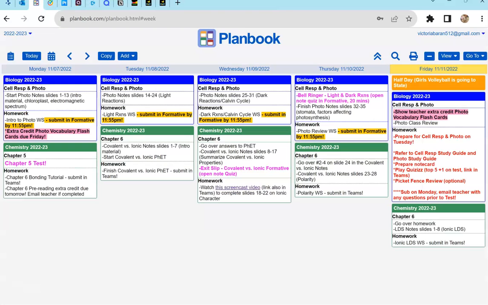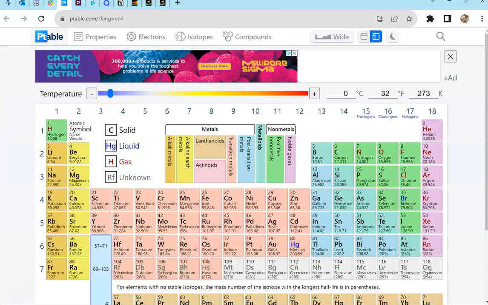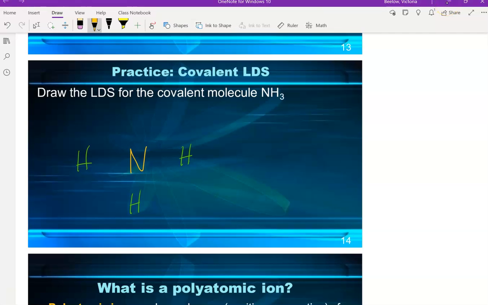Next, we're going to draw the valence electrons on each of these elements. So nitrogen is found in group 15 on the periodic table, so it has 5 valence electrons. So 1, 2, 3, 4, and 5. Hydrogen, it has 1 valence electron, it's in group 1. And so I'm going to draw those facing the central atom.